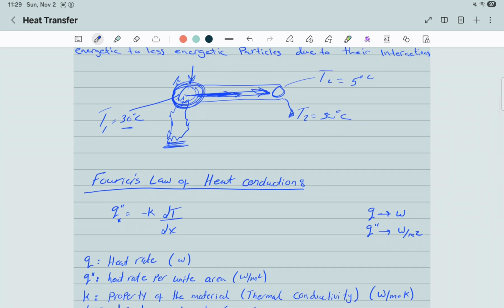Conduction is calculated with Fourier's law. Professor Fourier studied the behavior of heat transfer, and he found this law for how to calculate heat transfer in materials.